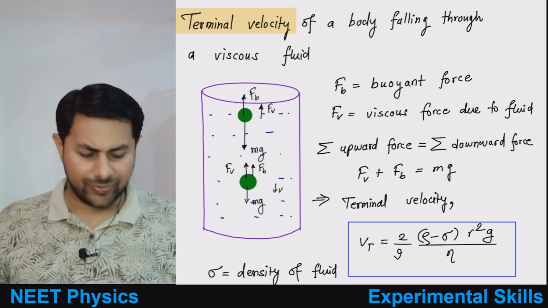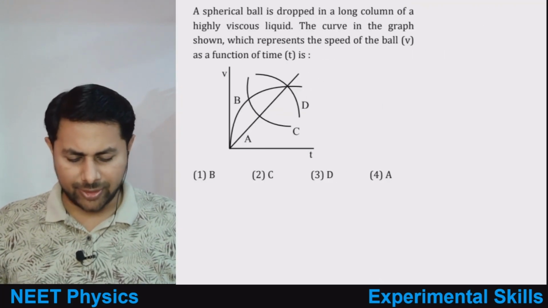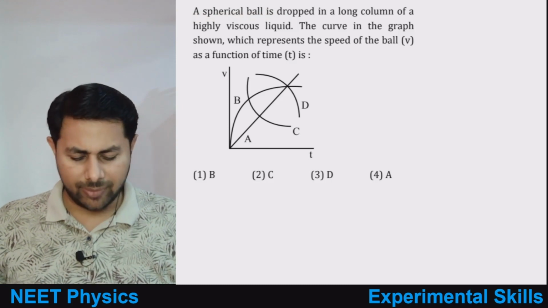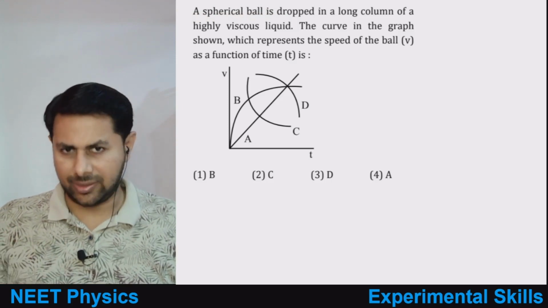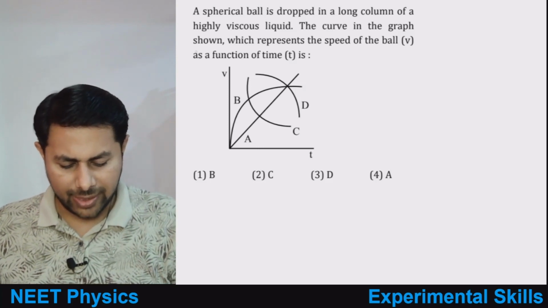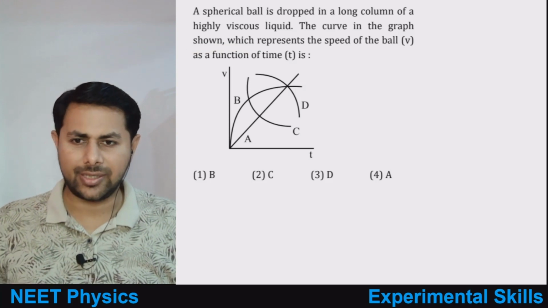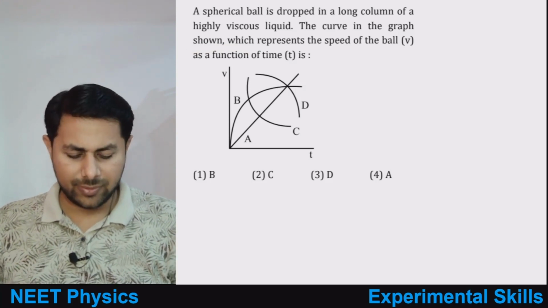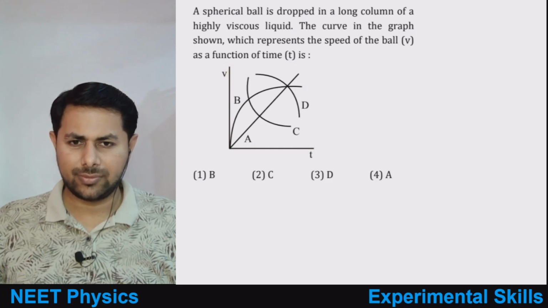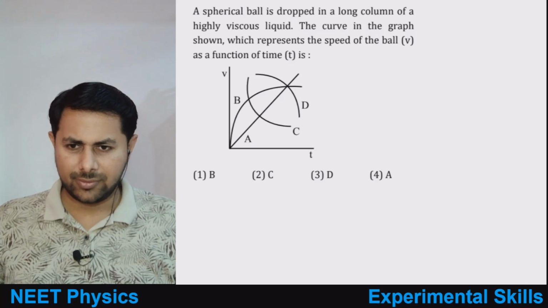Okay, good, very good. So now let's see some questions based upon this. A spherical ball is dropped in a long column of a highly viscous liquid. The curve in the graph shown which represents the speed of the ball as a function of time t is? Tell me, speed versus time.